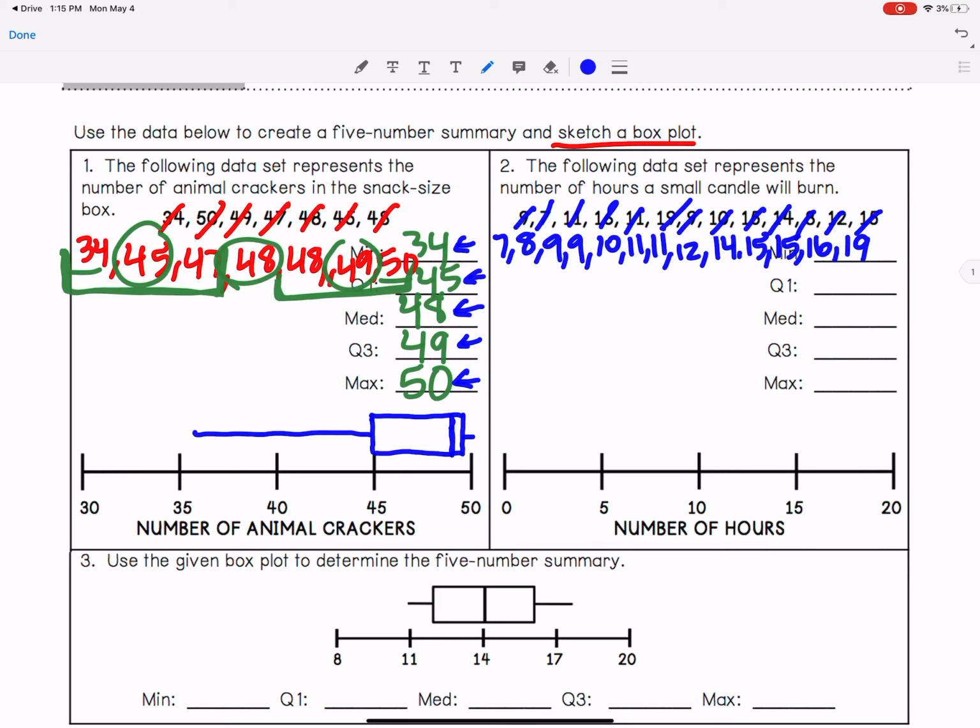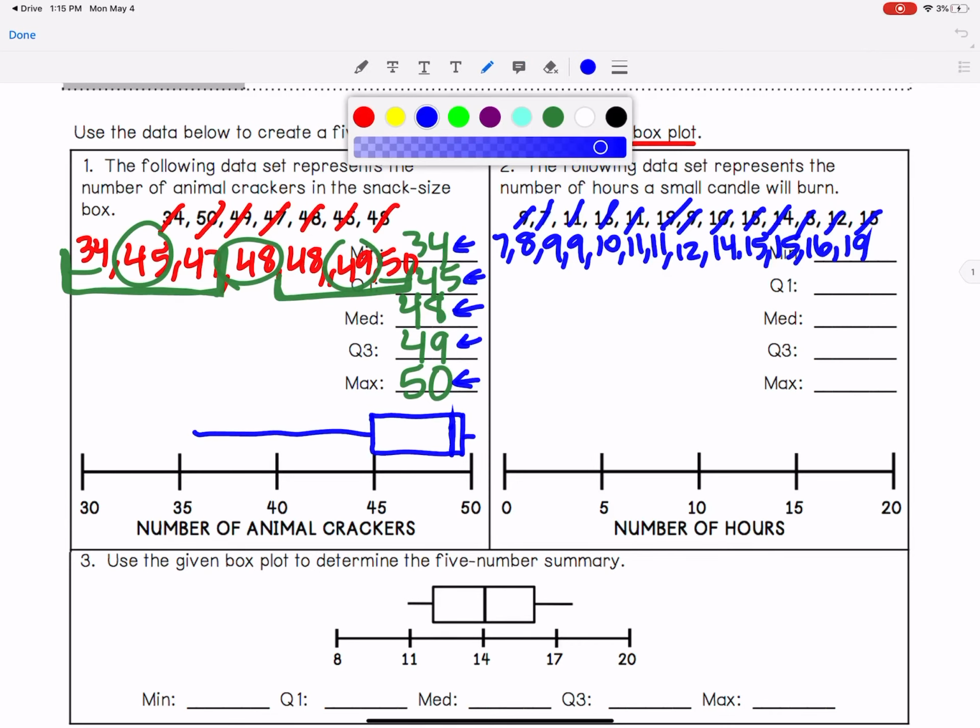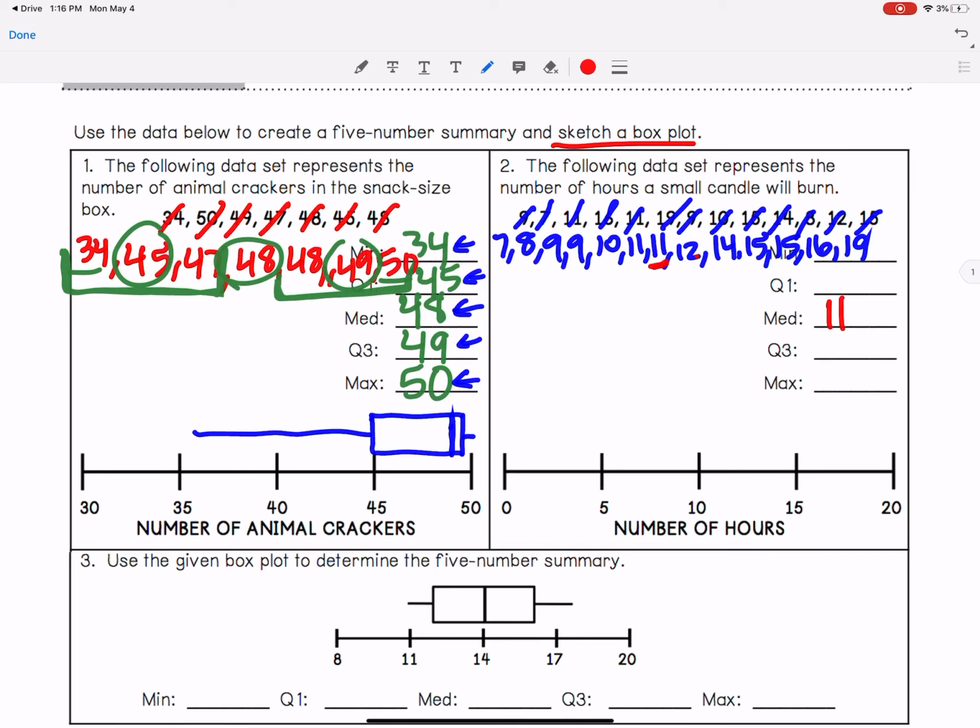If I had to pick the number in the middle, I could count all of these. Do what you need. I'm going to start counting. Let's see what I have here. 1, 2, 3, 4, 5, 6, 7, 8, 9, 10, 11, 12, 13. That means I'll have 6 numbers on each side. So the 7th number is going to be right in the middle. So my median is going to be 11. That also means, since my median's 11, I can put that on my box plot down below.